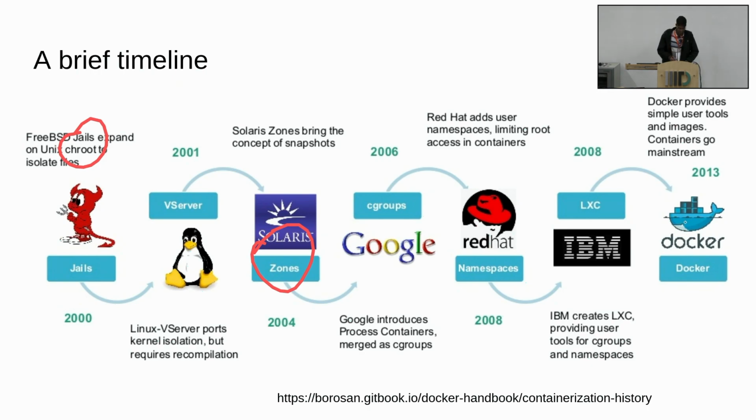The next important milestone is cgroups. This was introduced by Google, and it was for Linux the first time. And then we have Red Hat introducing namespaces. This is yet another concept. So containers today are built on top of all these concepts. If you go back to 2004, what containers were then was very different from what containers are today.